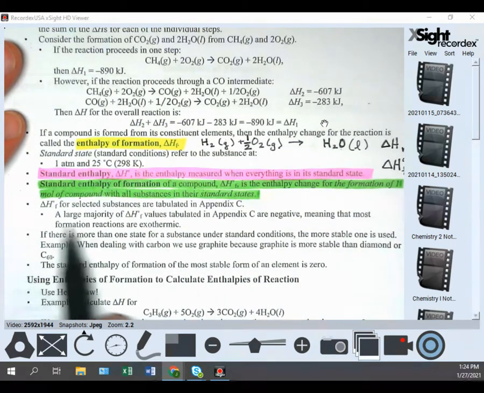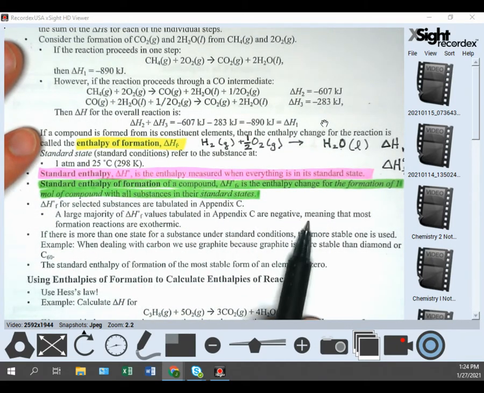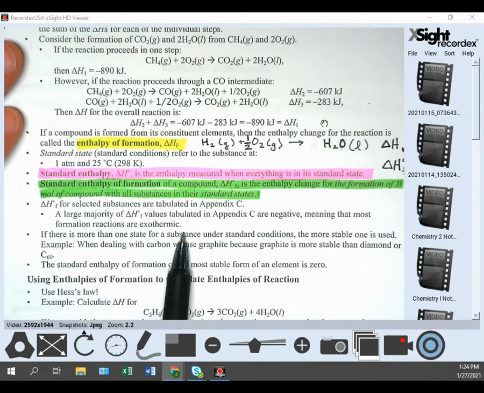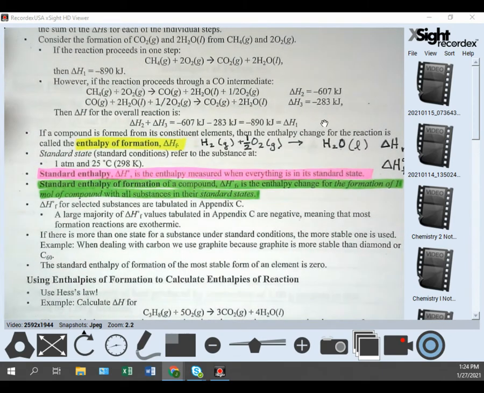A large majority of the values are negative, meaning that most formation reactions are exothermic. Anybody know why that is? When a compound is formed, it's giving off energy. It's exothermic most of the time, not always. Because the chemical bonds are becoming more stable. Yeah, good. So when atoms bond together, the reason it's combining is because it's more stable together as a compound.